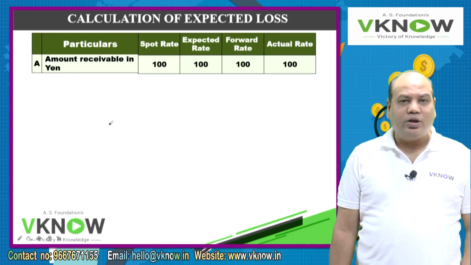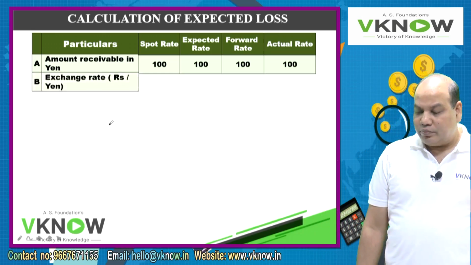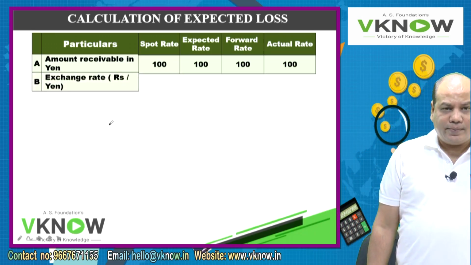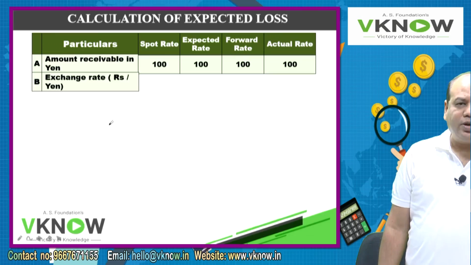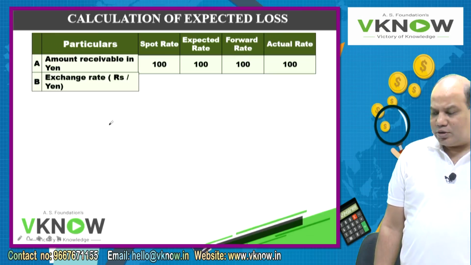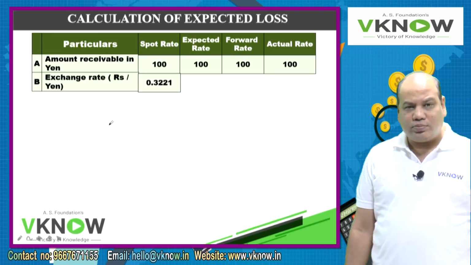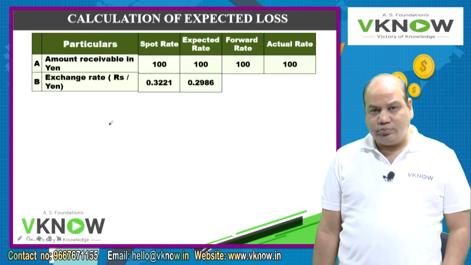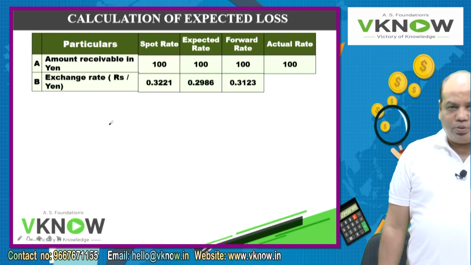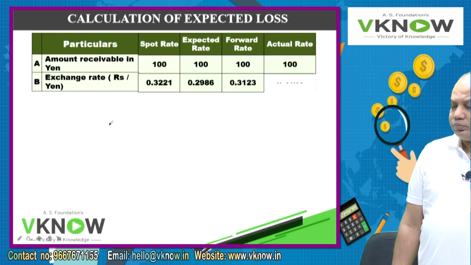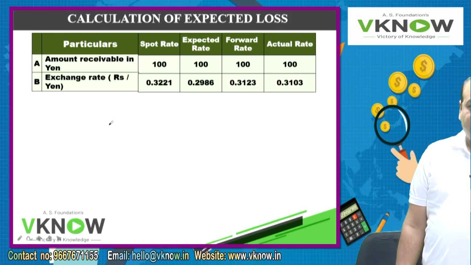100, 100, 100, 100. Point B, exchange rate. Rupees per yen, in bracket step 1. Go to step 1, last column. 0.3221, 0.2986, 0.3123, 0.3103.